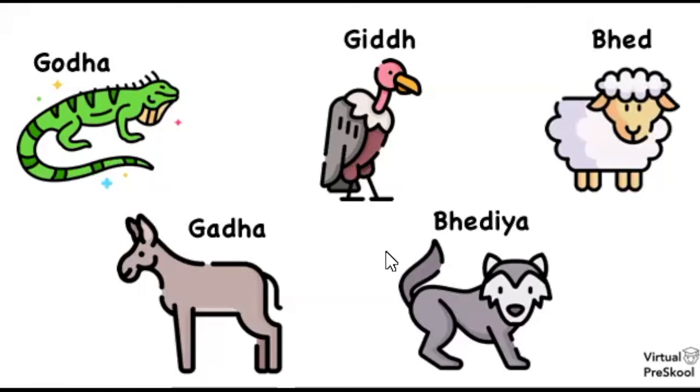Donkey, gadha. Again, after the D sound, the soft D, I'm making an H sound, gadha. I'm not saying gada, I'm saying gadha. Do you hear the difference? Good. Wolf is bhediya. Do you hear again, just like for sheep, after the B, there's an H sound, bhediya. So I'm not saying bediya, I'm saying bhediya.